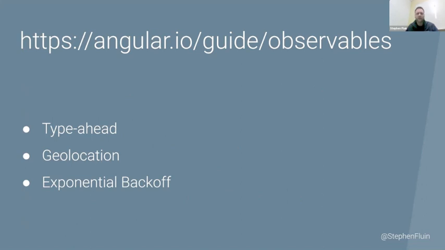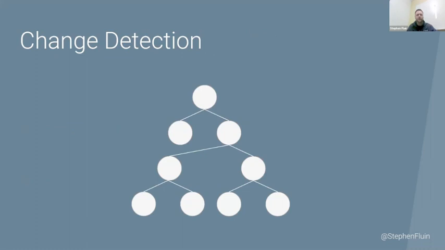So they've got examples like type ahead. They've got an example where they wrap geolocation. So if the coordinates of a user change, how do we actually consume that information? And they also do a very cool exponential backoff example, which I'm happy to talk about a little bit later as well. But really, to understand why Angular is using observables in RxJS in a bunch of places, it can be helpful to think about change detection, as this is one of the main drivers.